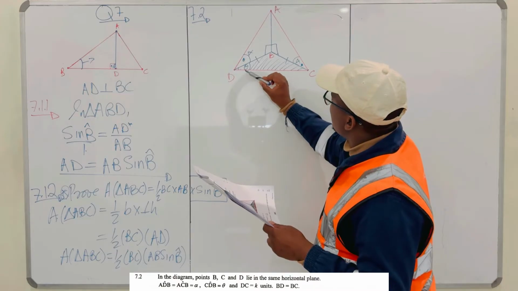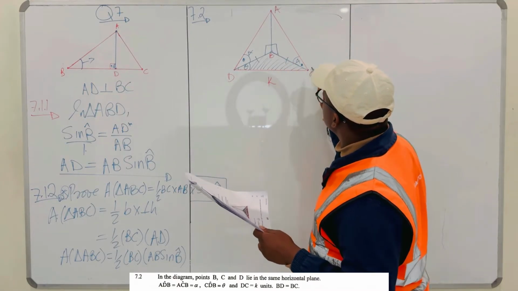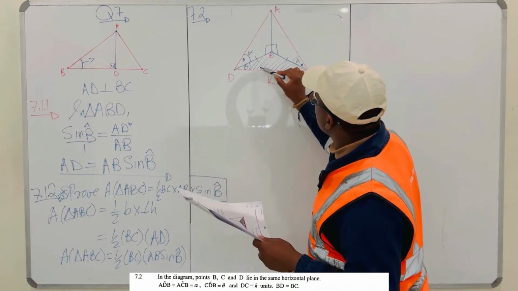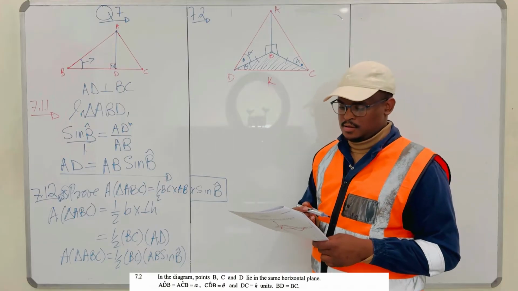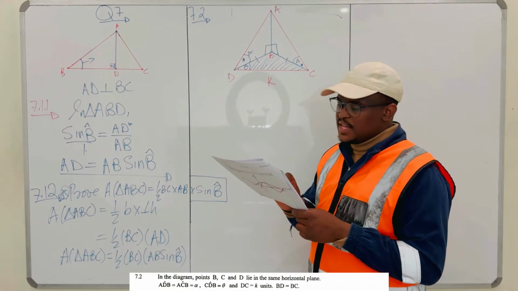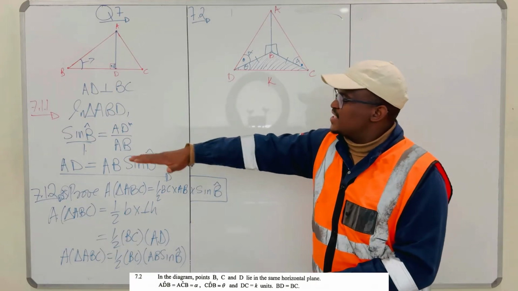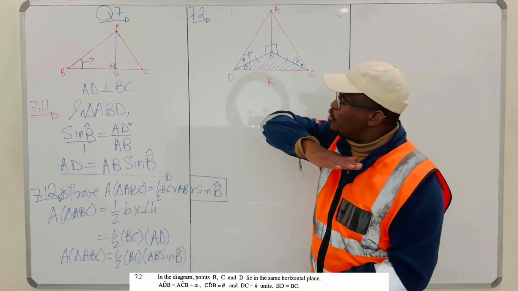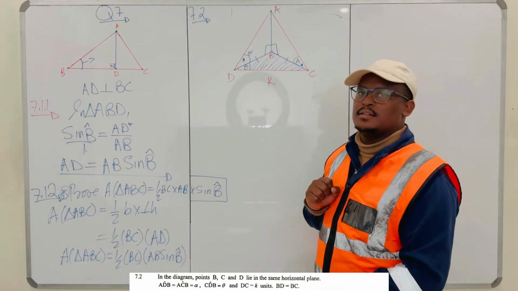And this triangle DBC forms the base of this figure. This shaded area forms the floor, because they're saying that B, C, and D lie on the same horizontal plane. So B, C, and D are all on the same horizontal surface.